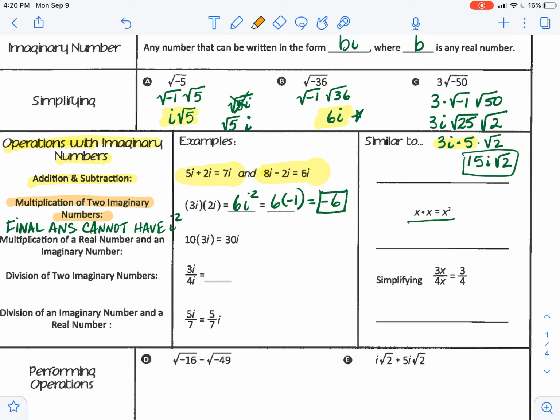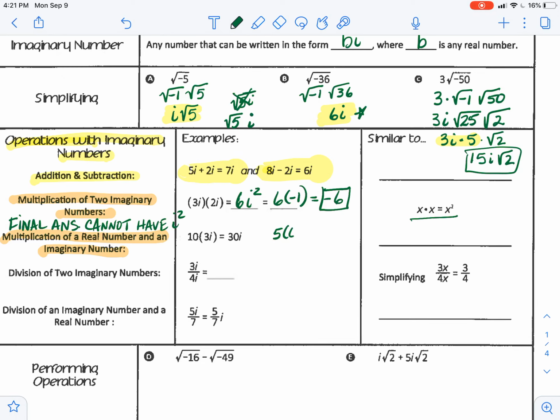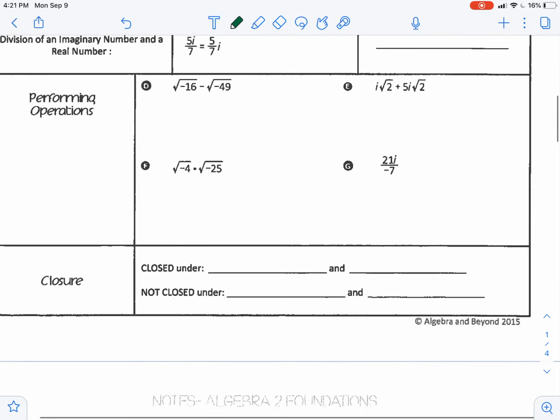Let's go ahead and do the next one. Multiplication when you also have a number that's not imaginary. So this is just 10 times 3i. And if you have 10 times 3i, you're just going to get 30i. If you have 5 times 6i, you're also going to get 30i. Okay? So let's grab some problems similar to this.